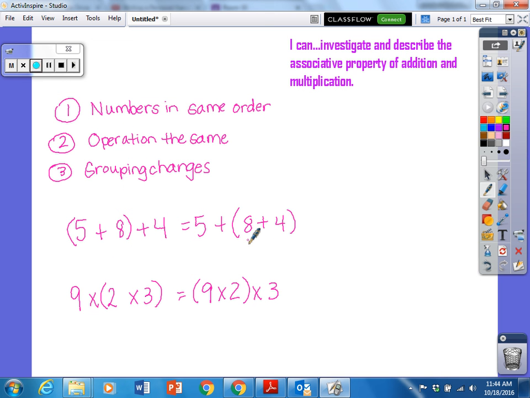rules. And this is defining our I can statement of I can investigate, which means prove that it's equal, and describe, which are my 3 rules, the associative property of addition and multiplication.